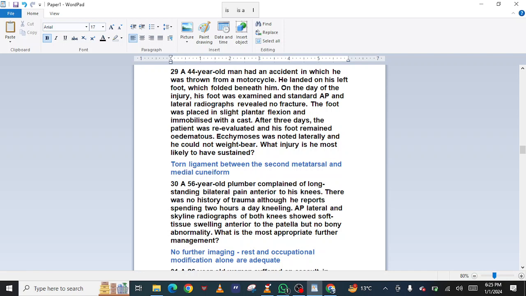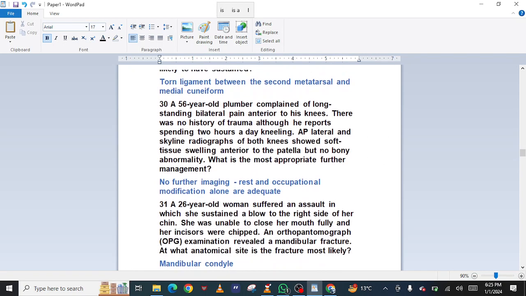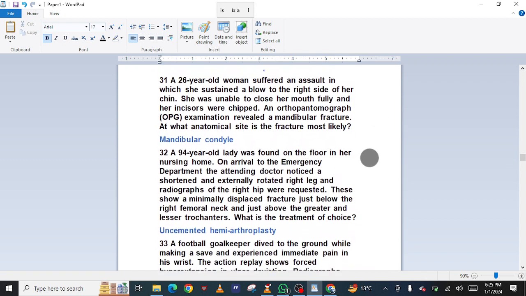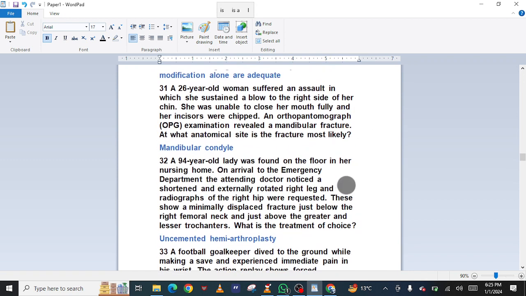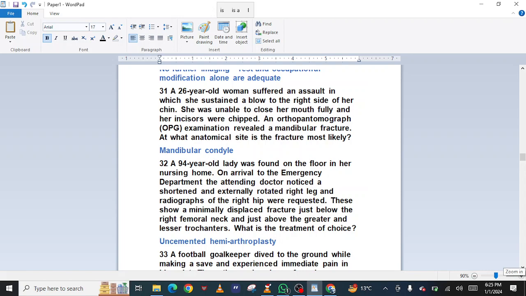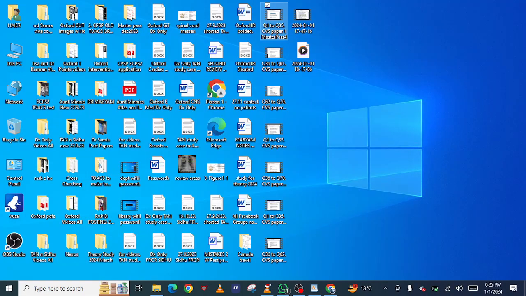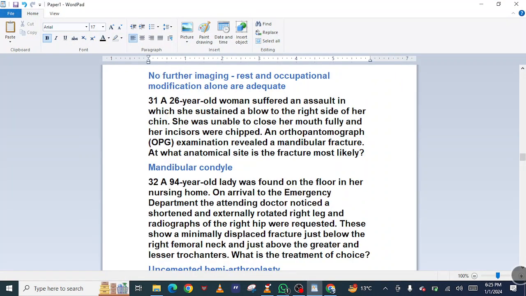AP, lateral and skyline radiographs of both knees showed soft tissue swelling anterior to the patella but no bony abnormality. What is the most appropriate further management? No further imaging, rest and occupational modification alone are adequate. 31. A 26-year-old woman suffered an assault in which she sustained a blow to the right side of her chin. She was unable to close her mouth fully and her incisors were chipped.